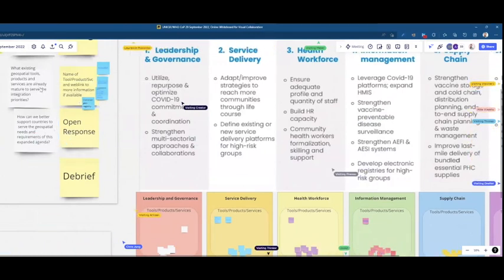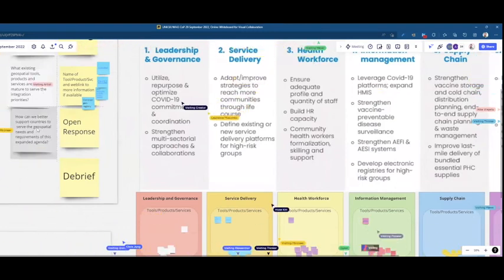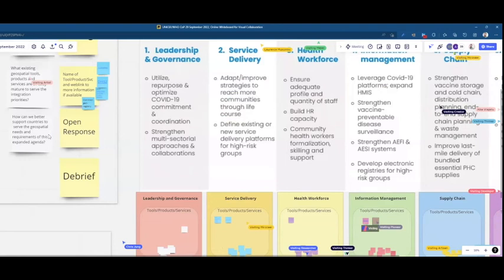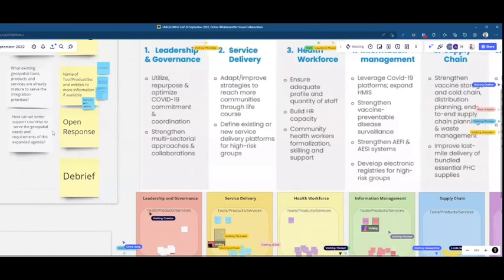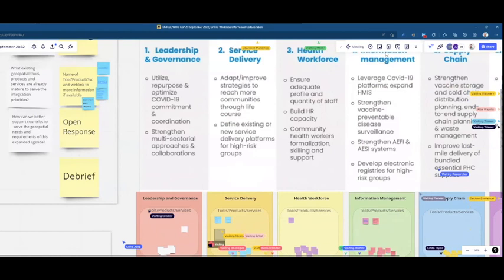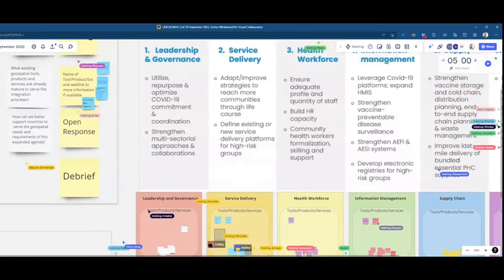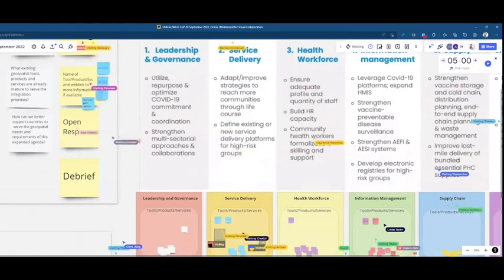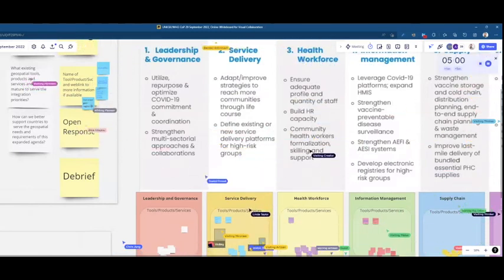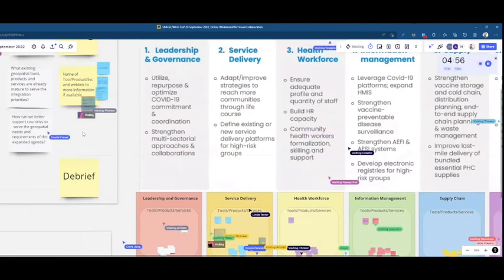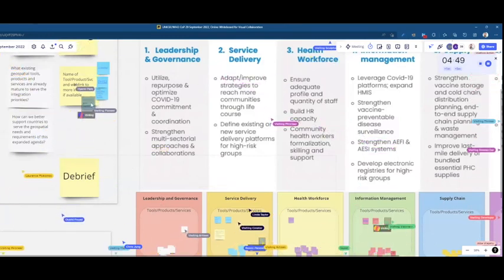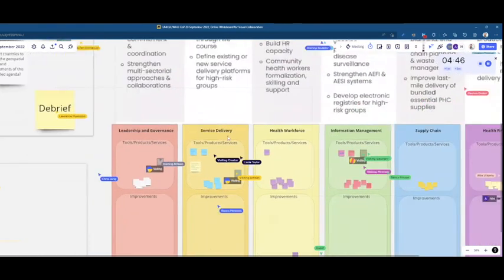That are already, and services that are ready and mature to serve the integration priorities that were sort of discussed. If you're unable to contribute to that section, or you can also do both, there's an open response section as mentioned below. How can we better support countries to serve the geospatial needs and requirements of this expanded agenda? I'm gonna set a quick timer for everybody. And I've also left sticky notes that people can grab down in the other area for sort of contribution down here in the colored area.